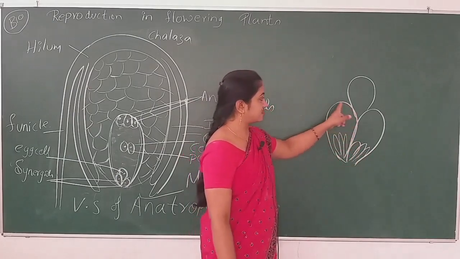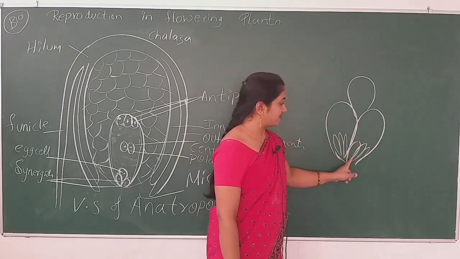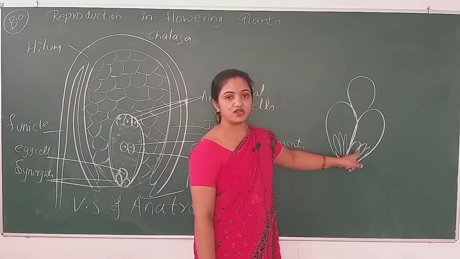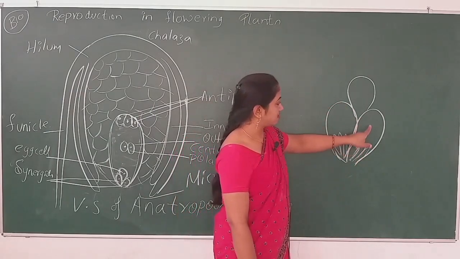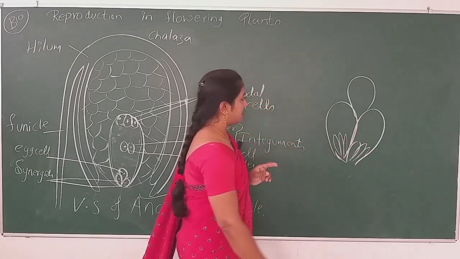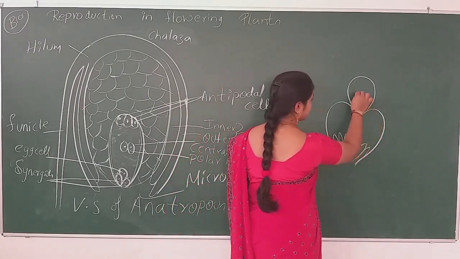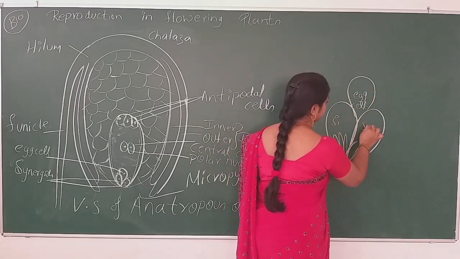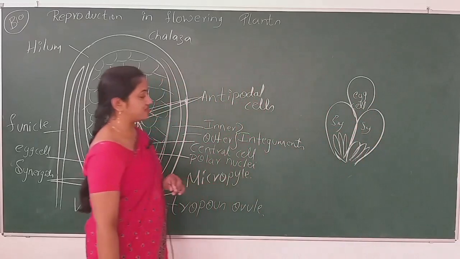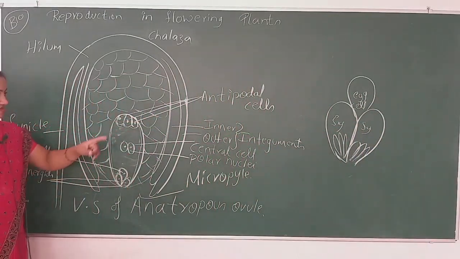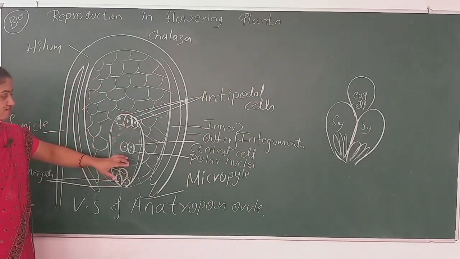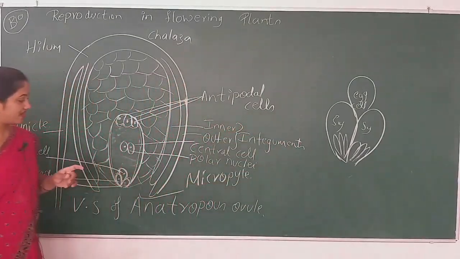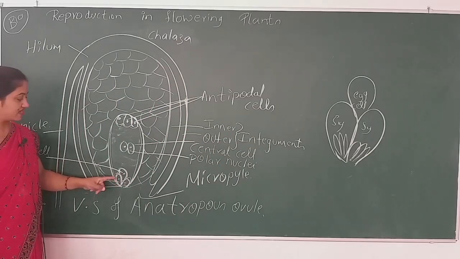Think, this is the synergid, two synergids having finger-like projections known as filiform apparatus. It guides the pollen tube to enter inside the synergid. And so this is the egg cell and synergid. Here also one synergid, filiform apparatus. That elongated portion I have drawn here. And one more thing to tell.